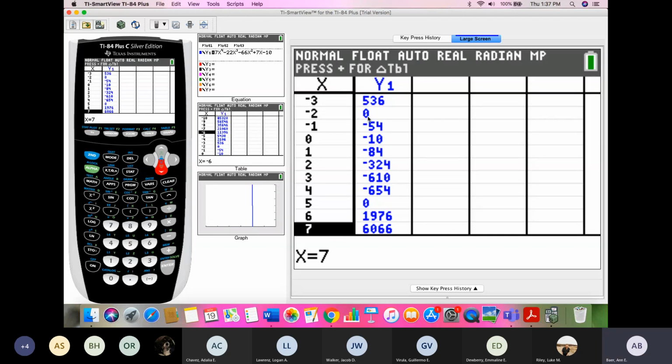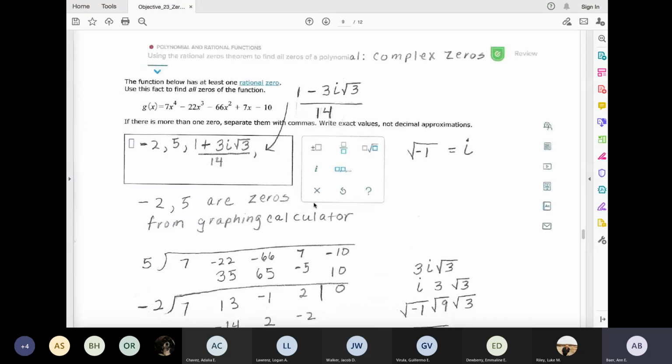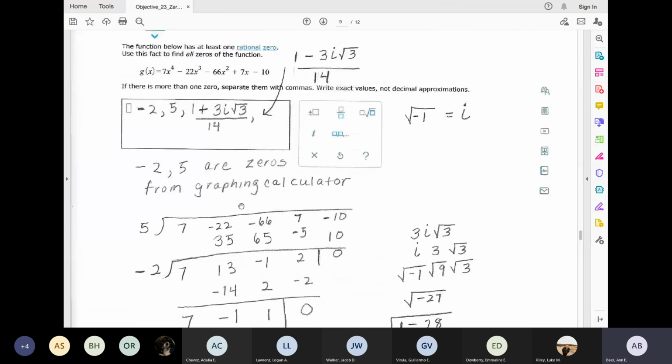Now notice, as tempting as this is, it's not a 0. When we use the word 0 in this context, we're talking about an X coordinate. So we're actually looking in the Y column for where we get the number 0. And then we want to go straight over to the X coordinate. It's the X coordinate that is the zero. And in this case, it's 5. So -2 and 5 are our 2 zeros that will get us down to a quadratic. So -2 and 5 are zeros from the graphing calculator.